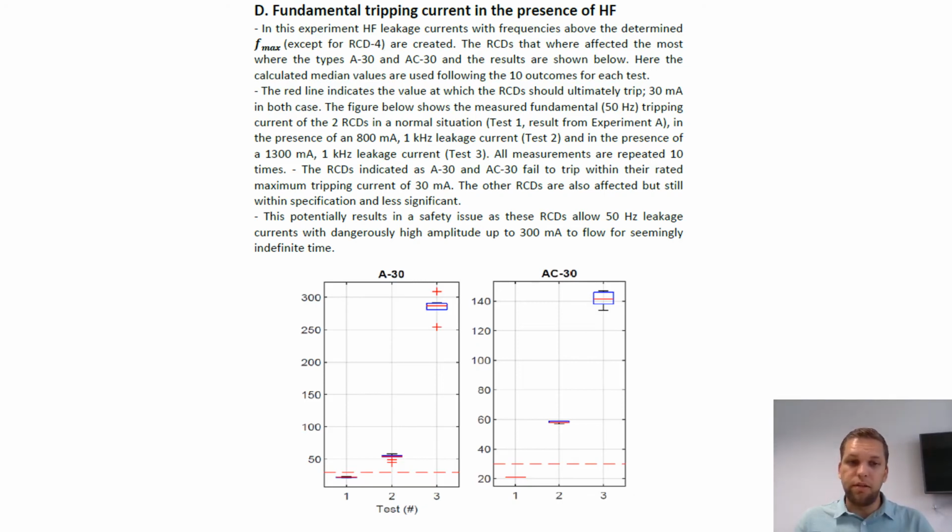In the figure below, you see test 1, 2, and 3, where test 1 is the result from experiment A, the nominal condition. Test 2 is an injection of 800 milliamps at 1 kHz, and test 3 is an injection of 1300 milliamps, also at 1 kHz. And it seems that the 50 Hz fundamental tripping current is increasing in both cases above the safe weighted maximum of 30 milliamps. Even up to currents of 300 milliamps are measured, and those RCDs allow these currents for indefinite time to flow.